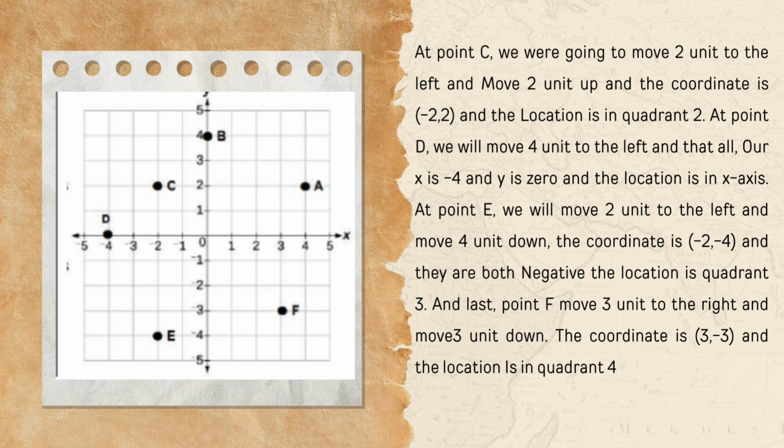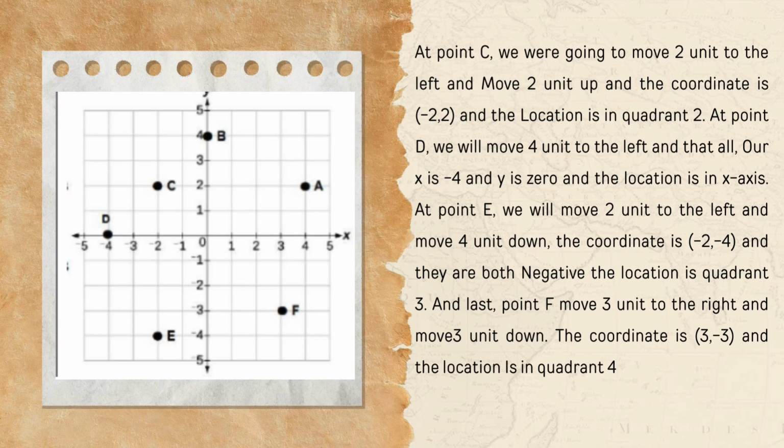As I have said earlier, if the point is located only on the line, as in example 4 or point D, the line is along the x-axis, meaning our y is equal to 0. At point E, we will move 2 units to the left and 4 units down. The coordinate is (-2, -4), and they are both negative. The location is quadrant 3. Like what I've stated, if both coordinates are negative, it is in quadrant 3, correct?